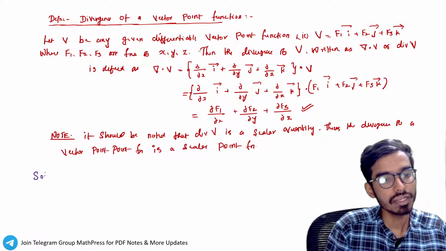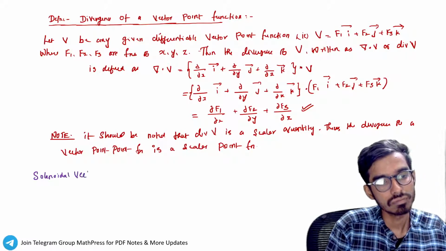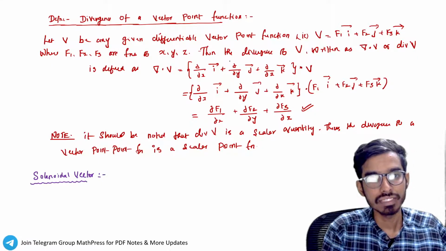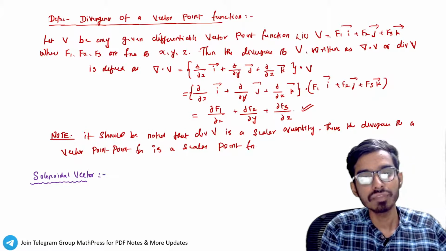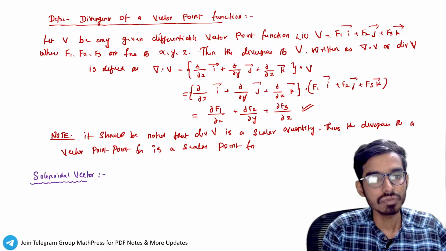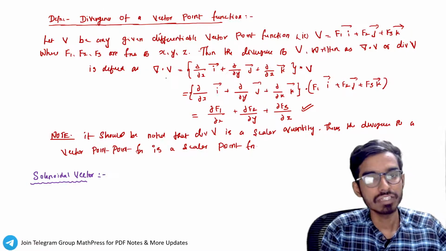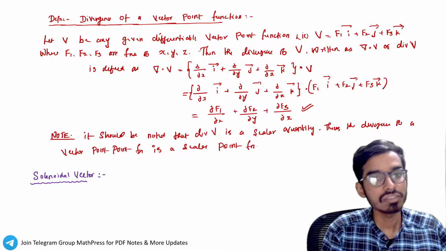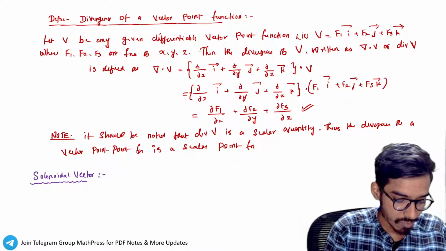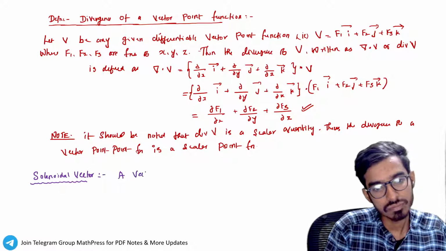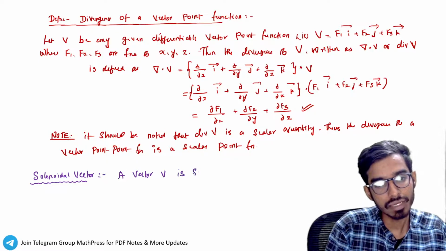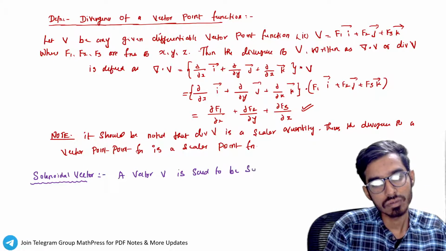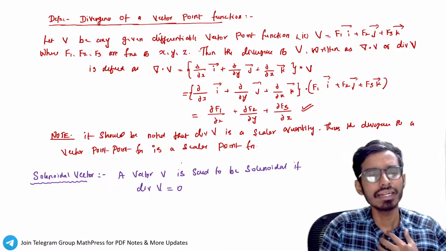The second definition is the solenoidal vector. So here the input is a vector point function, for divergence. Suppose the divergence of a vector point function is equal to 0, then that vector is called a solenoidal vector. Very, very important. A vector b is said to be solenoidal if the divergence of that vector is equal to 0, or del dot f is equal to 0.